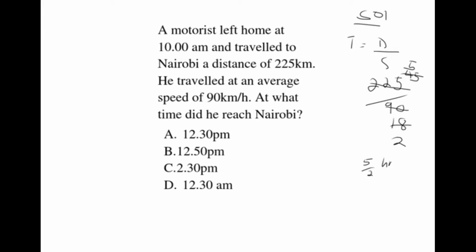5/2 hours. 5/2 hours is equivalent to 5/2 times 60 by 2, 1 by 2, 30. 5 times 30, that is 150 minutes. 150 minutes and 1 hour equals to 60 minutes. So these are 2 hours 30 minutes.